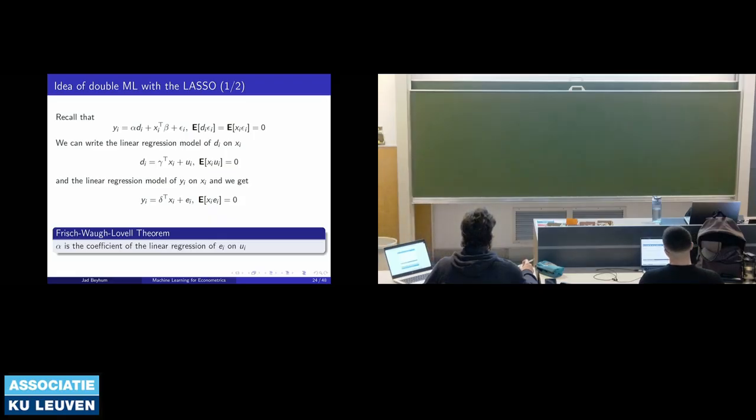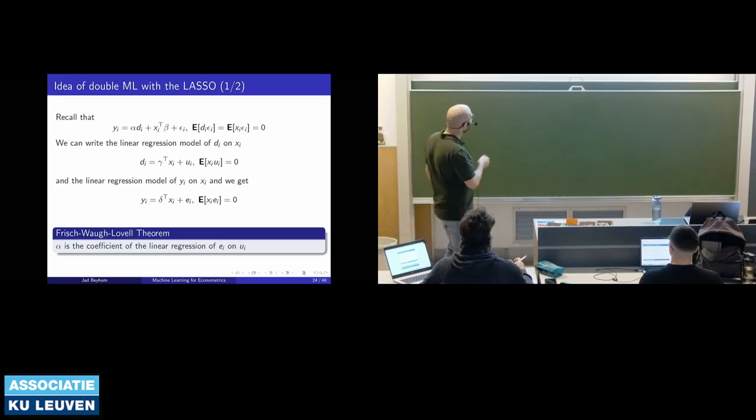alpha is the coefficient of the linear regression of EI on UI. Here, EI is the part of YI which is not linearly explained by X. And UI is the part of DI which is not linearly explained by X. Essentially, what this theorem is telling you is that you can either control for X in this big regression, or you can just control in two separate regressions and then run an OLS. And this is really a geometric result. You can show it, this always works. That's because of the structure of linear regression.